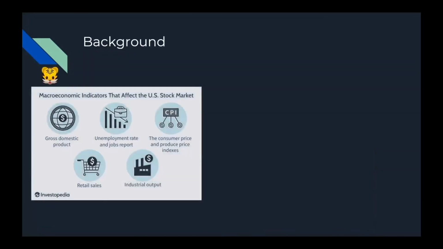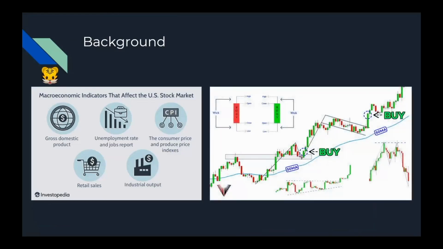Like I mentioned before, these are examples of macroeconomic indicators. These are basically ways of measuring the overall economic health of our economy. And then with technical analysis, it's more about looking at candlesticks, price trends, momentum, and so on.